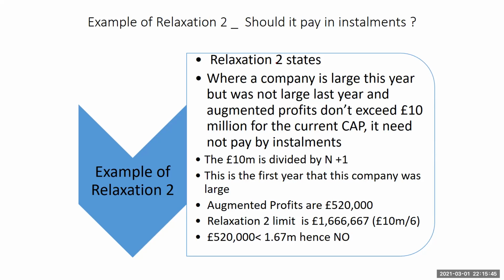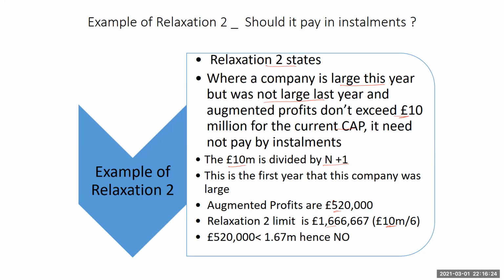Now, relaxation 2 states that if the company is large this year, but not large last year, and its augmented profit does not exceed 10 million for the current period, then it need not pay by installments. However, we need to do some drilling down. The 10 million will have to be divided by n+1. This is the first year that the company was large. So augmented profits, again, 520. Using the relaxation 2 limit, 10 million divided by n+1, which is 6, gives us 1.67.